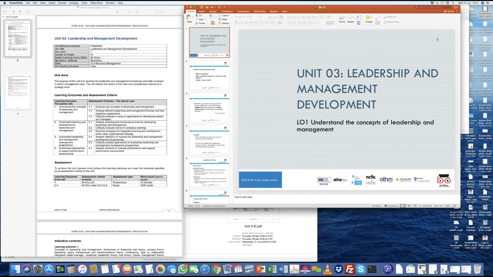So in this particular unit, we're going to discuss a lot of things. There are lots of slides put in which talk about discussions, and the idea would be to get some thoughts and discussions going to try and nail down some of the theoretical concepts when we discuss leadership and management development.